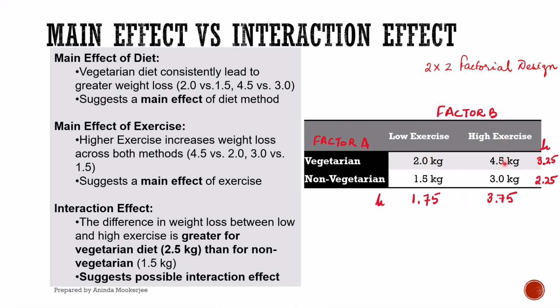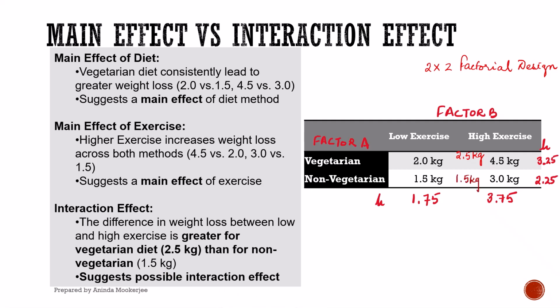So high exercise minus low exercise will give us a weight loss of 2.5 kilograms, right? So this will give us 2.5 kilograms. So the difference in weight loss between high exercise and low exercise is 2.5 kilograms with the vegetarian diet. With the non-vegetarian diet, it's 3 minus 1.5 kilograms, correct? So that's 1.5 kilograms.